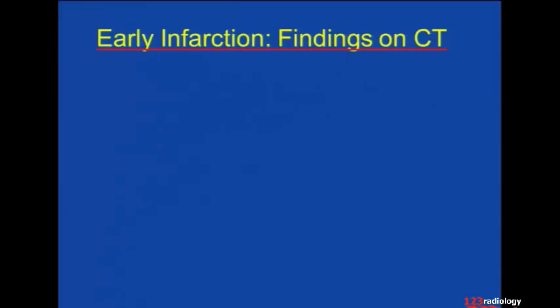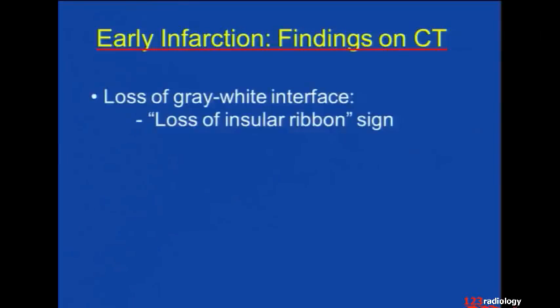So let me start. Most of this presentation will be on early infarction. I want to place some emphasis initially on the findings on CT. I like to refer to this first sign as the loss of the gray-white interface. Basically, it refers to a whole class of entities in which the gray matter decreases in CT density and becomes isodense with white matter.